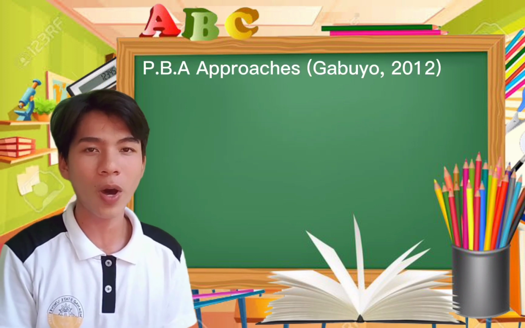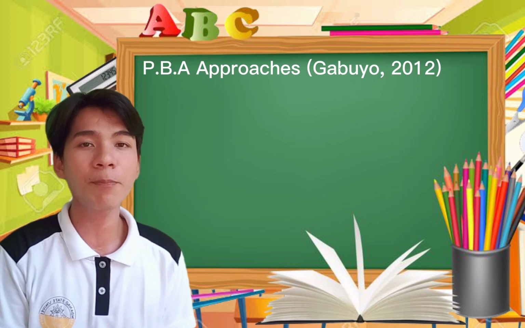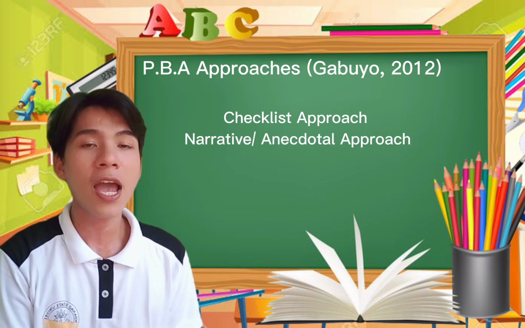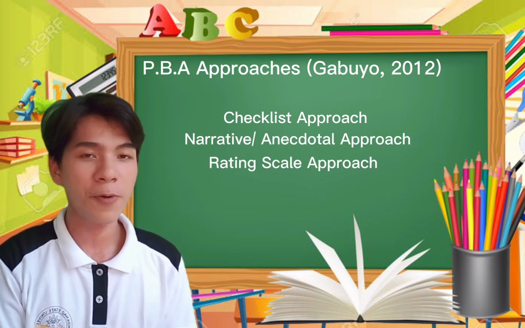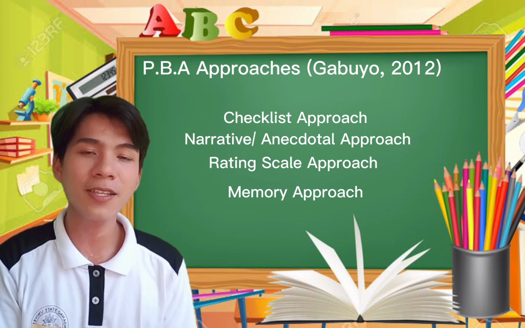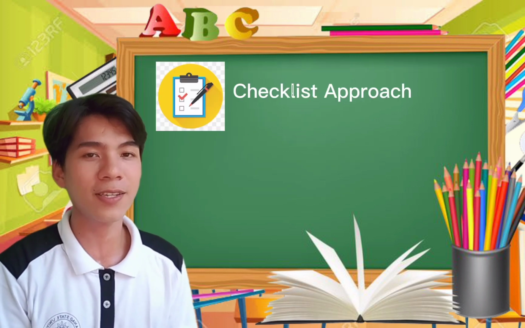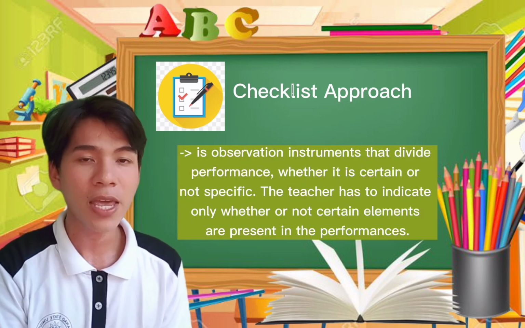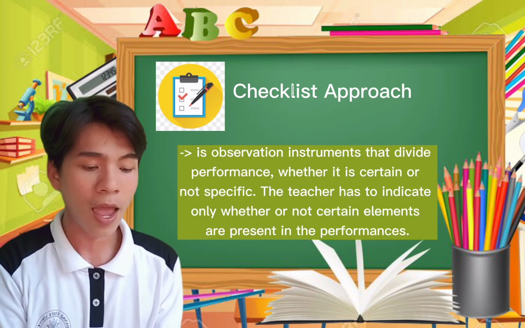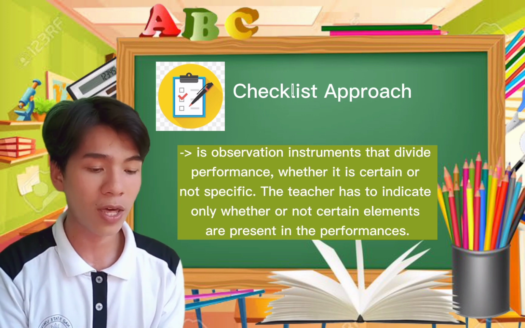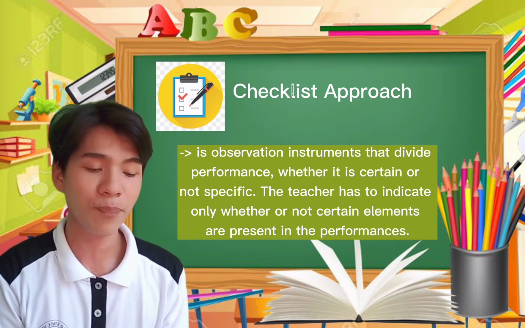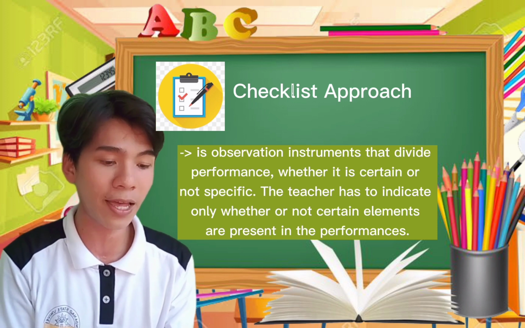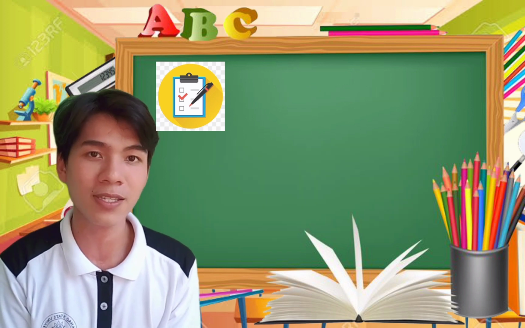Gabuyo 2012 suggested some approaches in performance-based assessment or PBA. These are the checklist approach, narrative or anecdotal approach, rating scale approach, and lastly the memory approach. So number 1 is the checklist approach. What is the checklist approach? According to him, it is an observation instrument that divides performances into specific elements, whether certain or not. In this manner, the teacher has to indicate only whether or not certain elements are present in the performances.